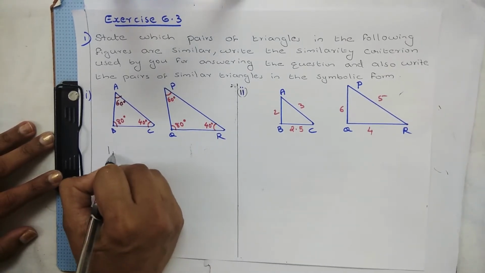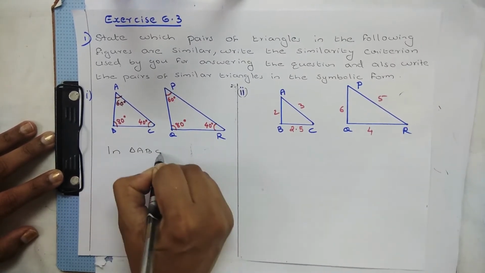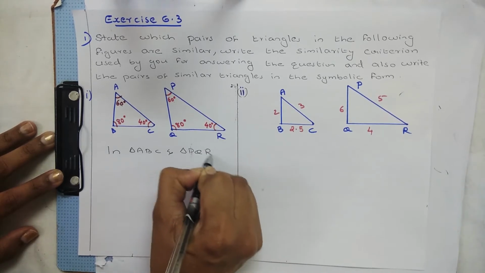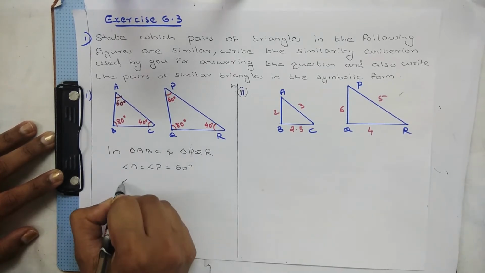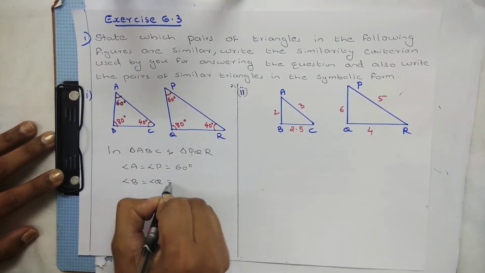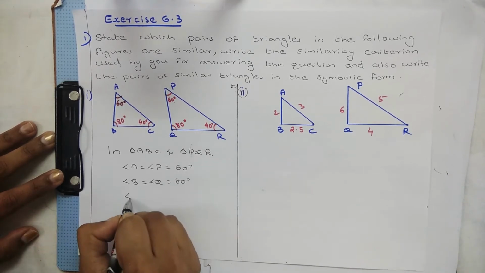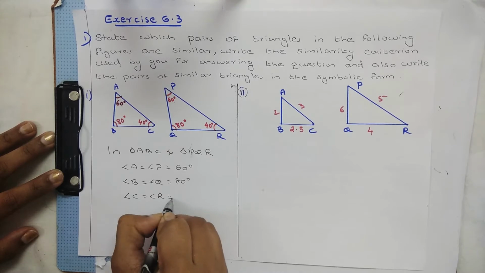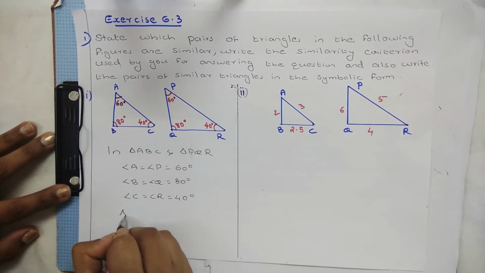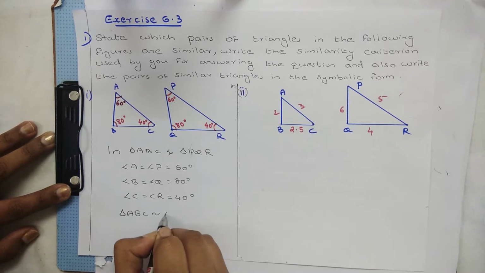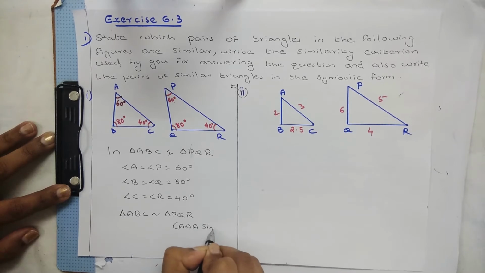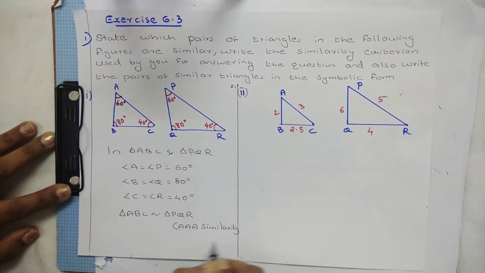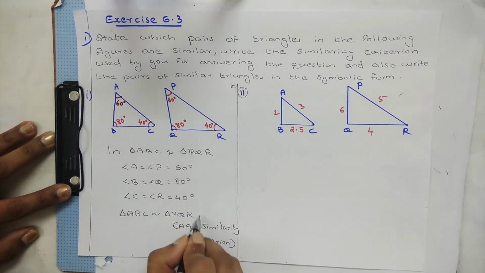So we will write in triangle ABC and triangle PQR, angle A is equal to angle P is equal to 60 degree. Angle B is equal to angle Q is equal to 80 degree. Angle C is equal to angle R is equal to 40 degree. That means triangle ABC is similar to triangle PQR by AAA similarity criterion. This is what they were asking, symbolic representation, right?